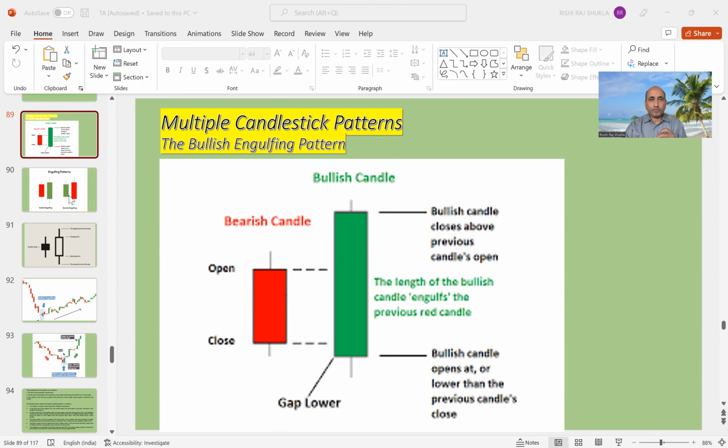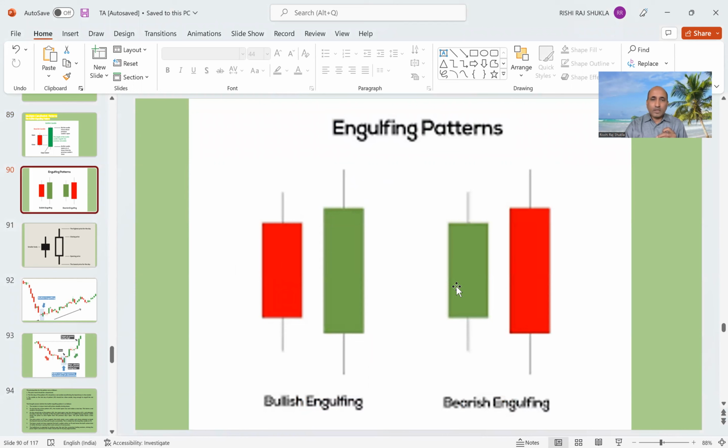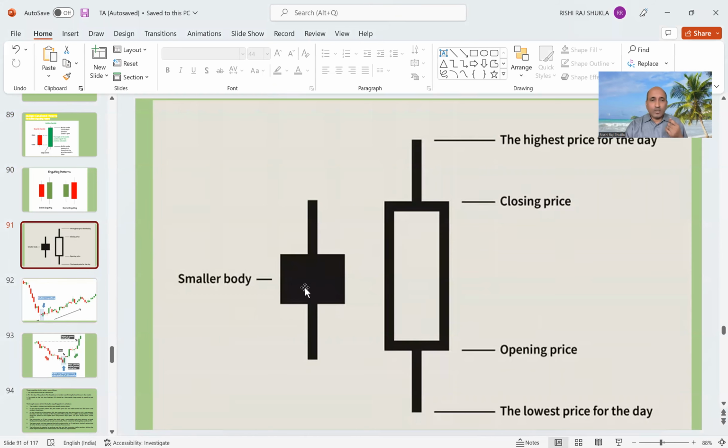Just the opposite of this: if the market is in an uptrend and such a formation happens at the top, after this closing price, the next day the open price is above the first day's observation candle. Again, the closing price of the second day is lower than the first one. It fully engulfs the first candle. So it is a bearish engulfing pattern, and from here we can expect the market to go into a downtrend. For some more clarity, the earlier day has a smaller body, then this big body, with the closing price, opening price, the lowest price for the day and the highest price for the day.